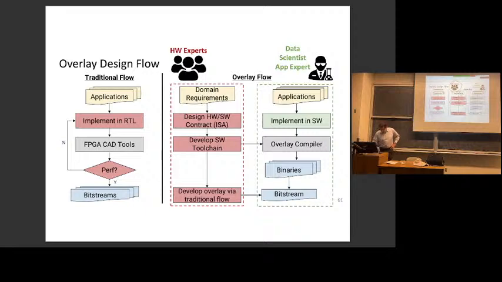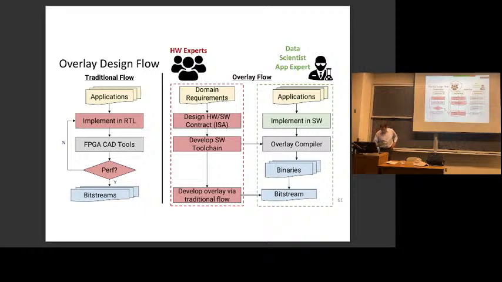Now those instructions have to run on something. So they run on an overlay. The overlay is the hardware engine that you put in the FPGA. And that hardware engine is built using this traditional flow. You write RTL, or you might write high-level synthesis. You run it through the CAD tools. You see if it's good enough. You iterate many times.